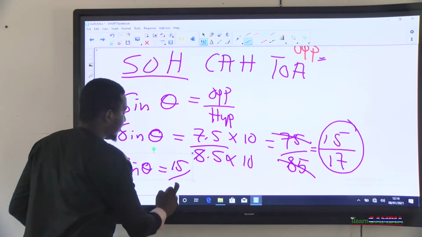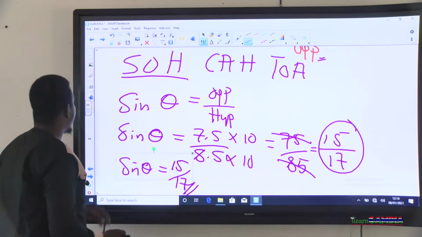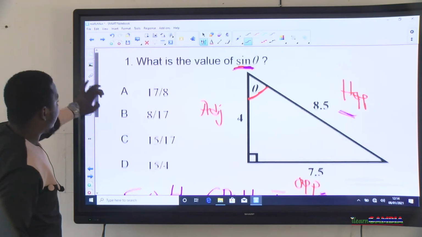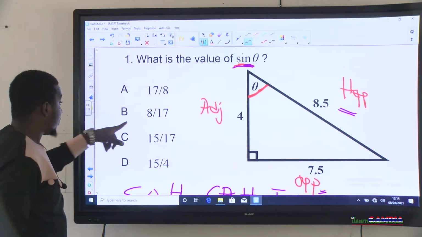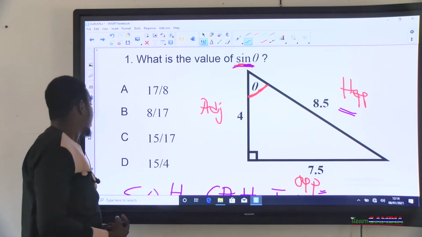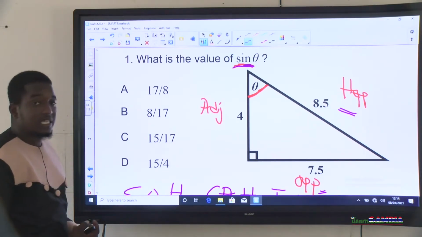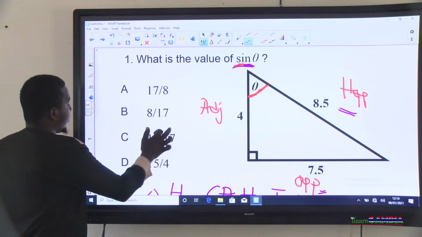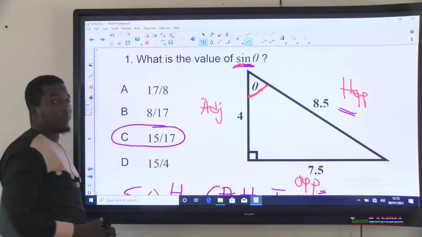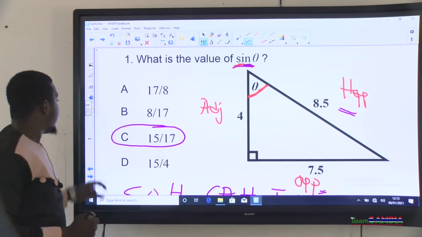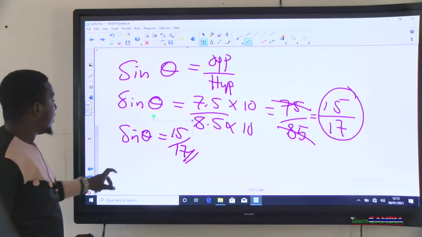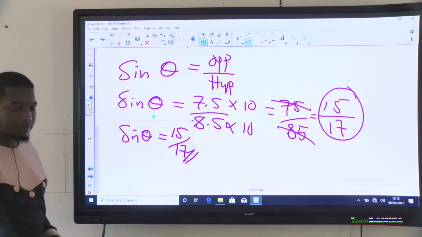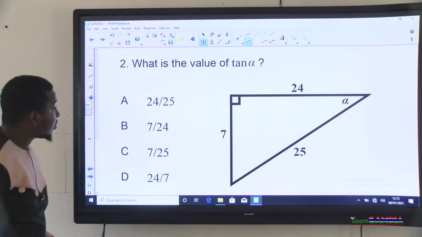15 divided by 17. So let's look at the options. Option A, we have 17 divided by 8. Option B, we have 8 divided by 17. Option C, we have 15 divided by 17. And option D, we have 15 divided by 4. So the correct option here is option C, which is 15 divided by 17. When we calculated sine theta, we got 15 divided by 17.